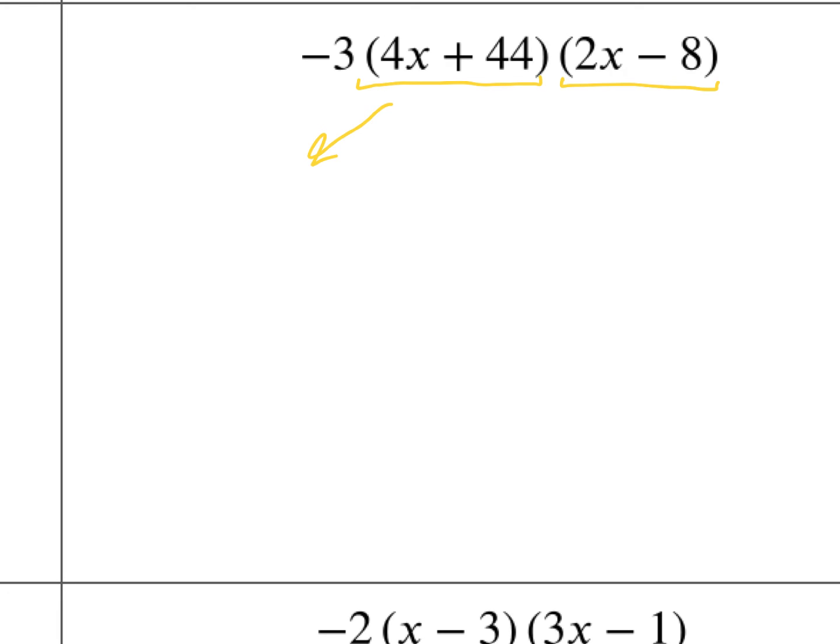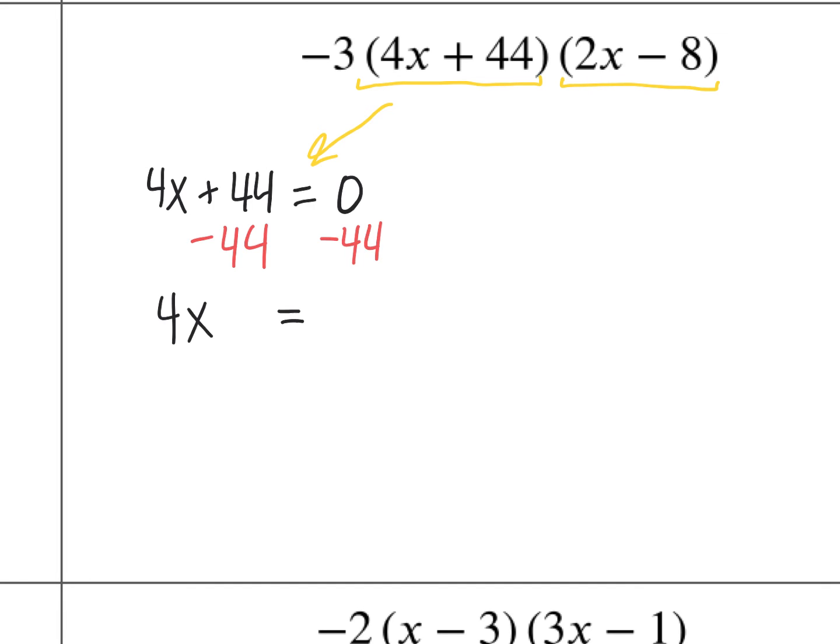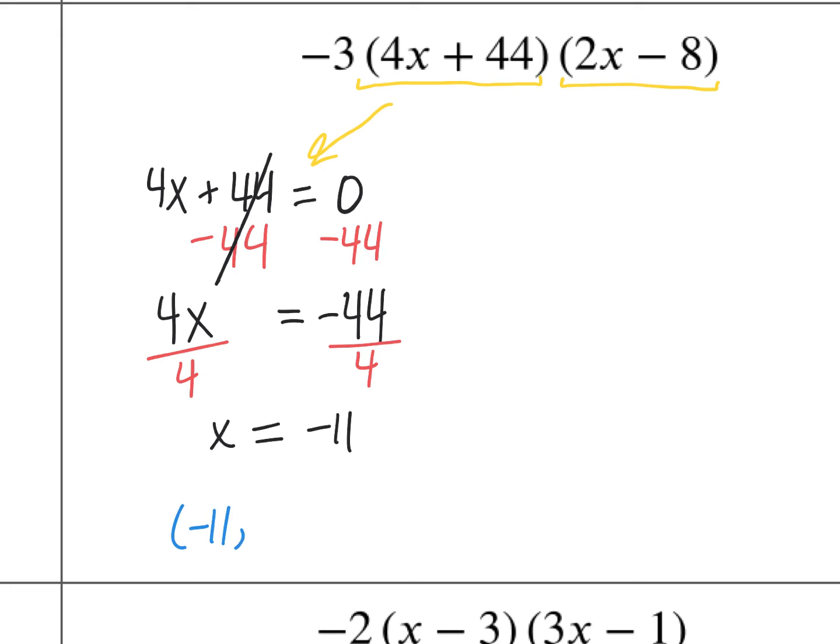So if we take our first one, 4x plus 44 equals 0. To get x by itself, first we have to subtract 44 from both sides, and we get 4x equals -44. And then we have a second step here. Because we have a coefficient of x other than 1, we're going to divide it by 4 to get x by itself. So x is equal to -11. So the x-intercept here would be (-11, 0).